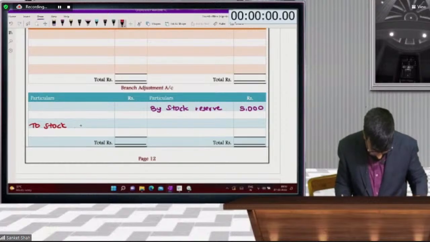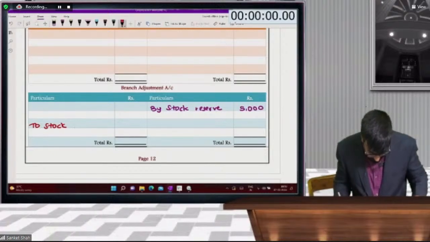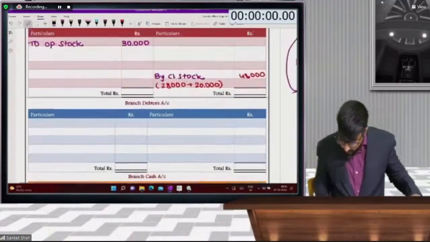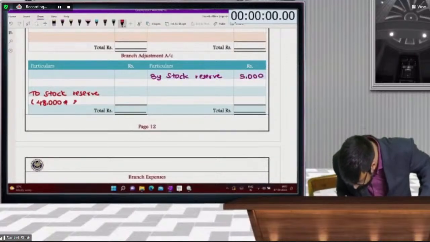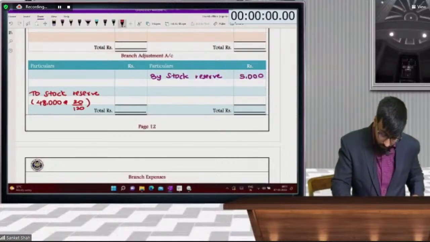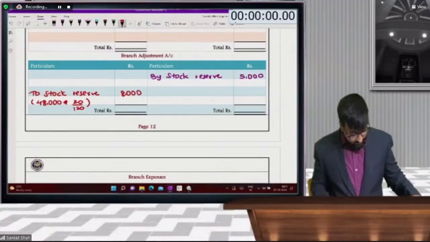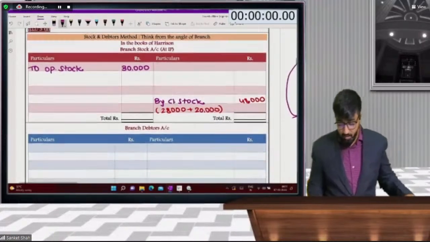Yes. To stock reserve, 48,000 into 20 upon 120. So this is 8,000. This is 8,000. To opening stock and by closing stock.